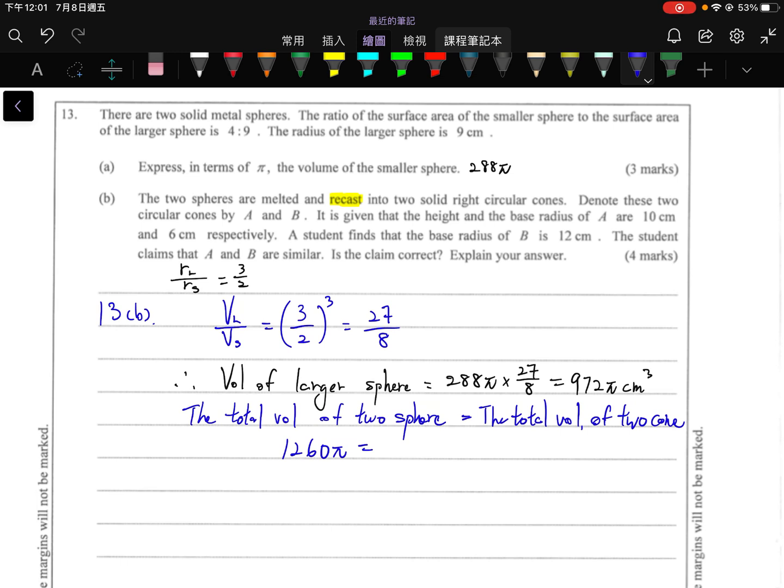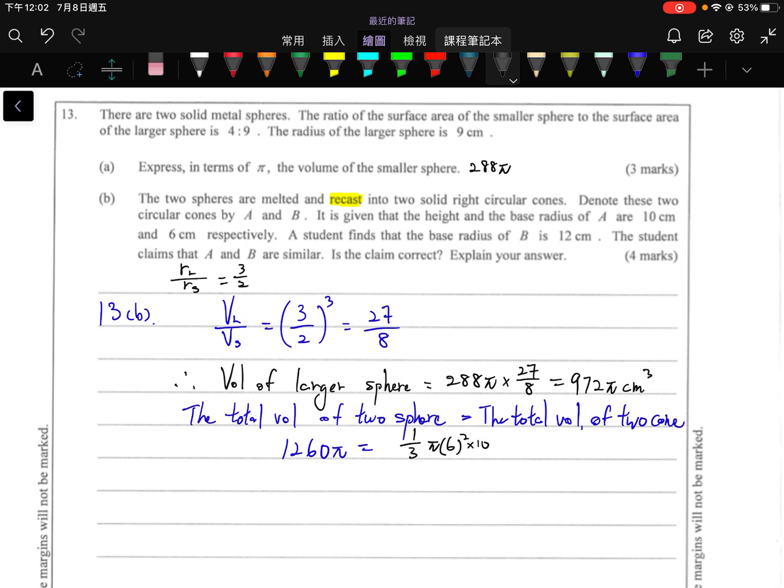For cone A, the question already gives us all the required information, such as the base radius and the height. Then we can straightforwardly use the formula for the volume of a cone. The volume of the cone should be equal to 1 over 3 pi times the square of the base radius, which means 6 squared, and then times the height. That is for cone A.